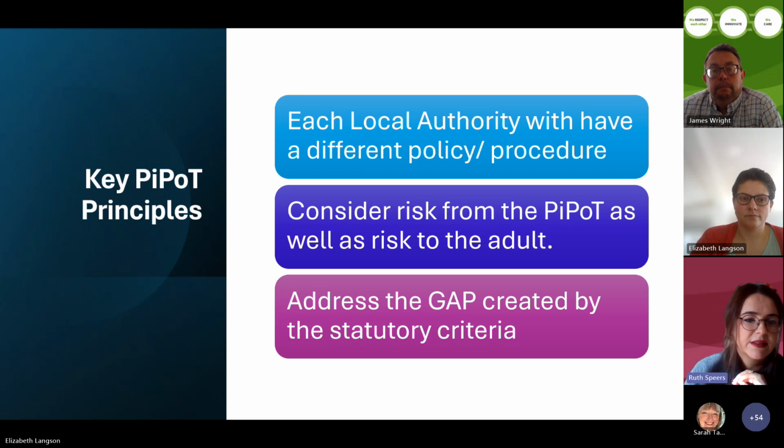Next slide, please, Liz. We're on key principles now, Ruth.